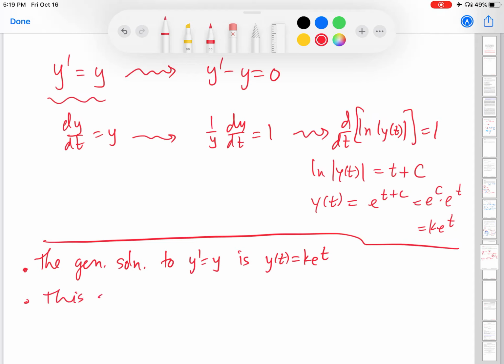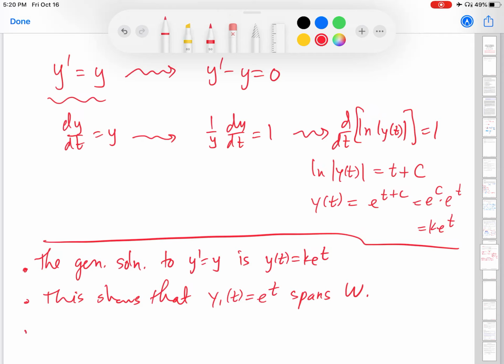this shows that y1 equals e to the t spans W, right? Because of what I just said, every solution to y prime equals y can be written as some, quote, linear combination. In this case, it's not really a combination. There's no other function, but it can be written in terms of a linear combination of y1.